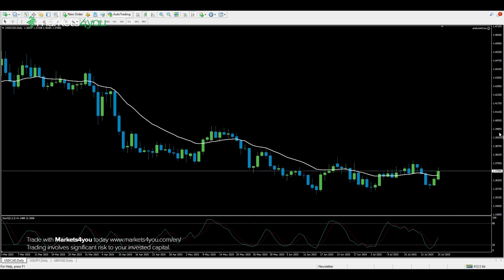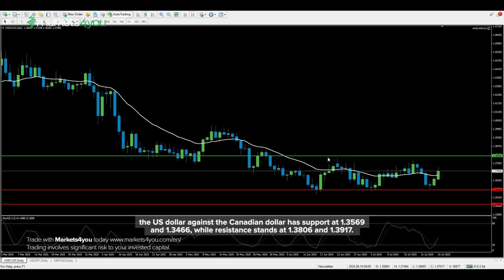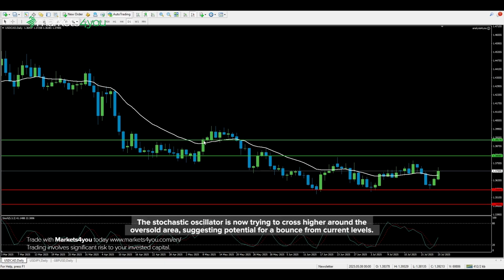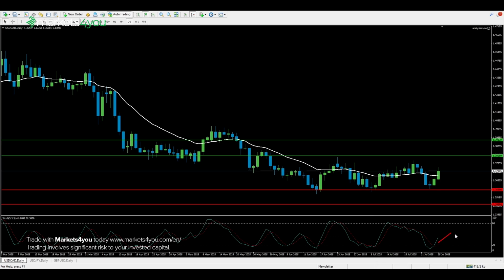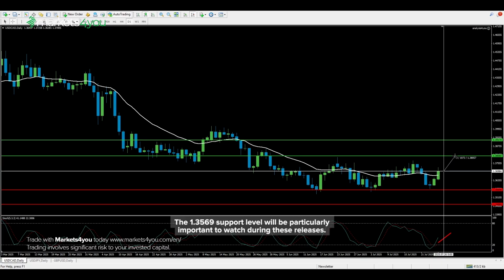Looking at key levels, the US dollar against the Canadian dollar has support at 1.3569 and 1.3466, while resistance stands at 1.3806 and 1.3917. The stochastic oscillator is now trying to cross higher around the oversold area, suggesting potential for a bounce from current levels. Thursday's Canadian GDP data could provide additional movement. The 1.3569 support level will be particularly important to watch during these releases.